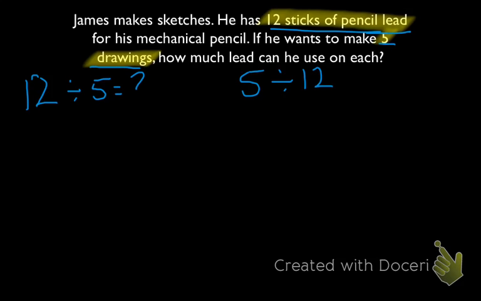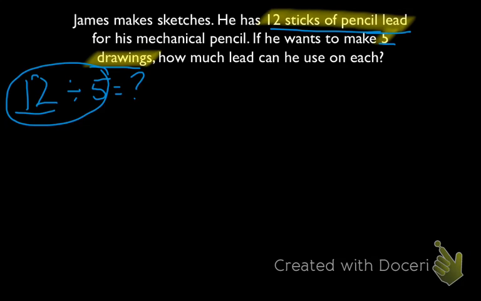And what we get is going to be how many sticks of lead we use per drawing. 5 divided by 12 tells us to take 5 drawings and split it up 12 ways, and that tells us how many drawings we use per pencil lead. Doesn't really make sense. I can't really split up drawings, but I can split up pencil leads. So 12 divided by 5 is probably going to be our equation that we want to use. So let's take this other one out of here.